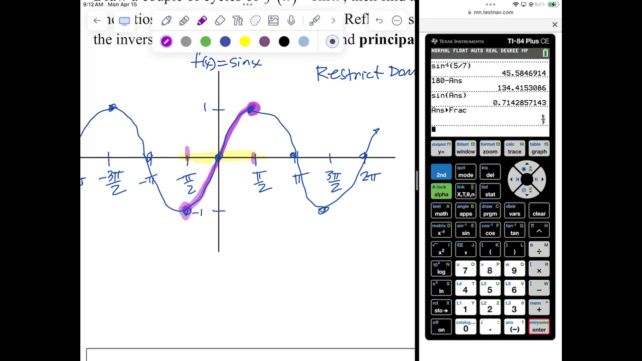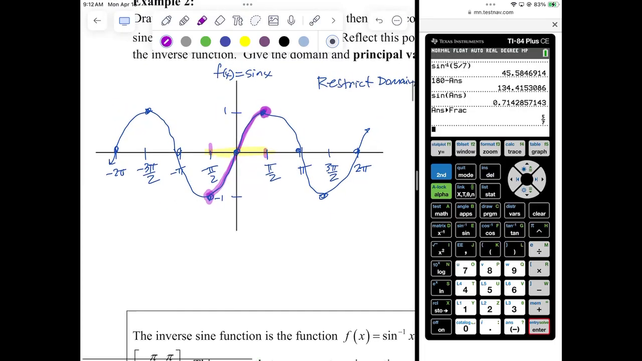Is that little purple interval one to one? Does the purple graph part pass the horizontal line test by itself? Yes. And does it thirdly include all the y values from -1 to 1? Yes. Okay, good. So that works.